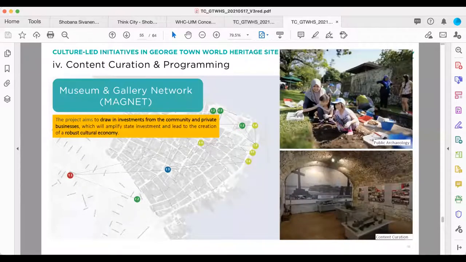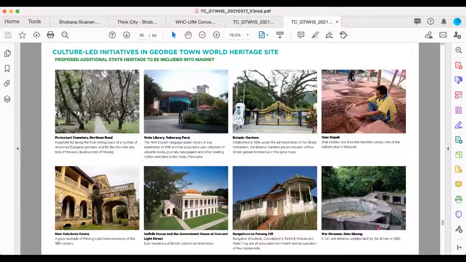Aside from the fact that there are physical changes, there's been extensive work on the intangible heritage, content curation, and also programming and place management of the site. This has been ongoing work, and we are trying to ensure that the activities cut across different ages and groups. Varied types of programs and activities have been integral to the success that has been seen in Georgetown over the last decade.